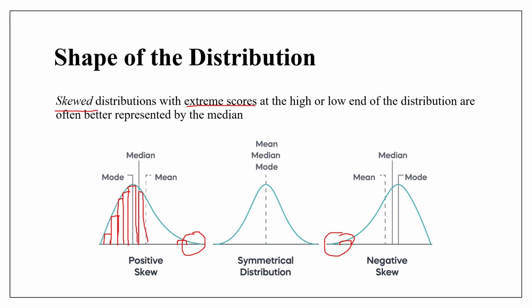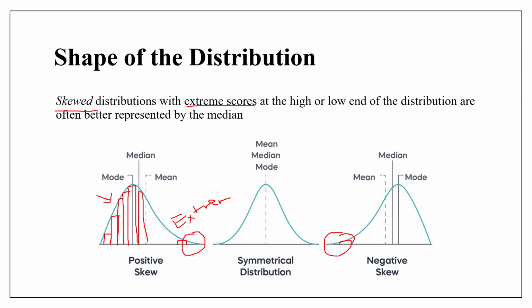Again, this means that in this positively skewed distribution, most of the scores are located on this side, but we have one extreme score right here that is making this tail not be balanced. It's going to be all the way here rather than ending somewhere here, which would create a symmetrical distribution like the one we see in the middle.